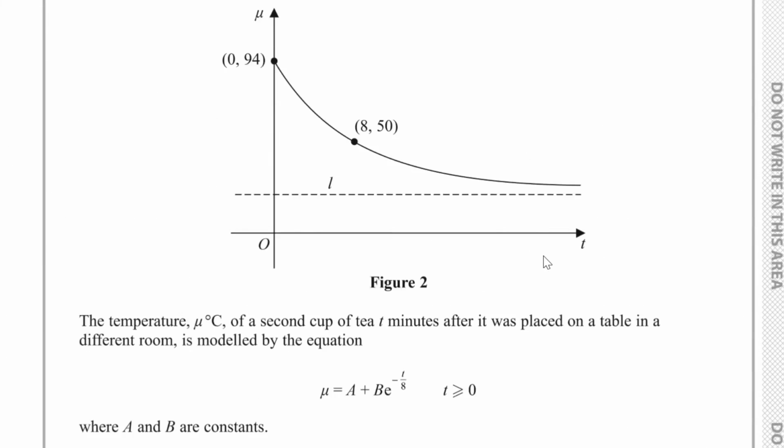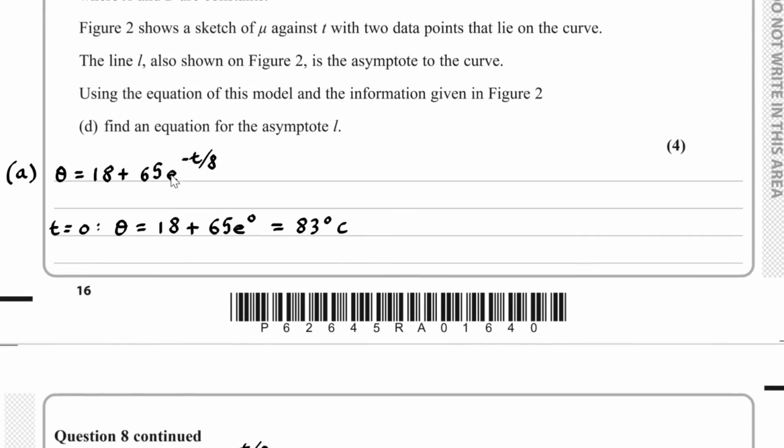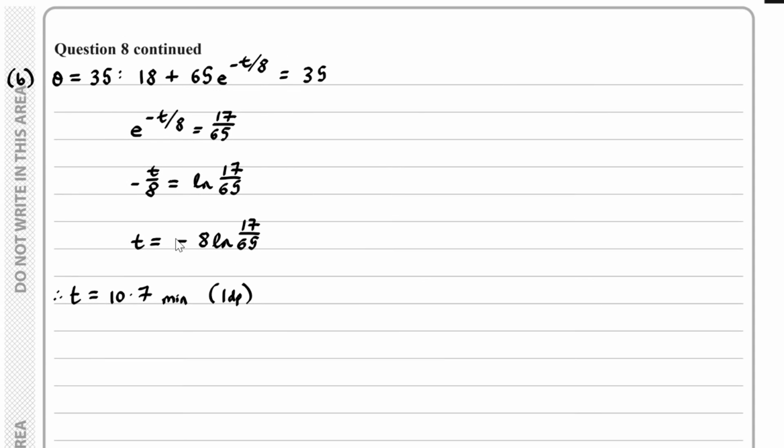Now for part C of the question, we have to explain why, according to this model, the temperature of the cup of tea could not fall to 15 degrees C. Well, here we're looking at the long-term behaviour. We're essentially looking at what happens as t gets very large. So for part C, as t gets very large, in other words as t tends towards infinity, you'd hopefully see here e to the minus t over 8 also tends towards 0.